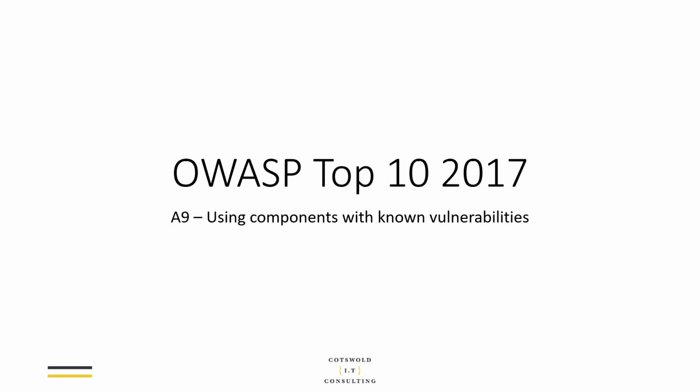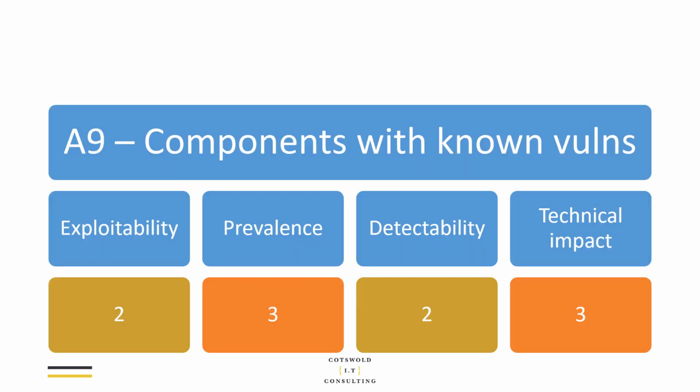So here in video 9, item A9 from the OWASP Top 10 2017 list, we have using components with known vulnerabilities. And this has a grid which says that exploitability is a little bit variable depending on what exactly the vulnerability is. So if you have a vulnerability in something like a public-facing web server, then it's likely to be more exploitable than a vulnerable component or library that's hidden below the surface and not necessarily visible.